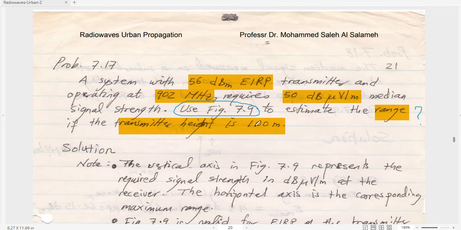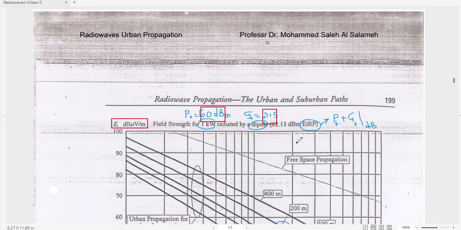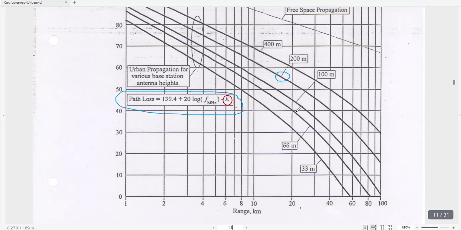Because the transmitter height is 100 meter, of course. As you can see, the transmitter height is 100 meter, so we are working on this curve here. Okay, and the value is 56.15, something like that. So the distance is maybe 10.1 here, 10.1, 10.2.